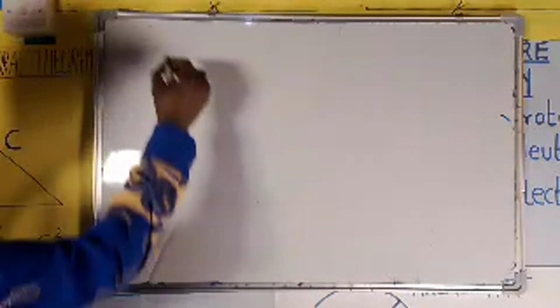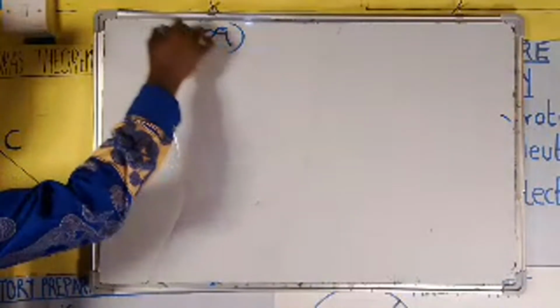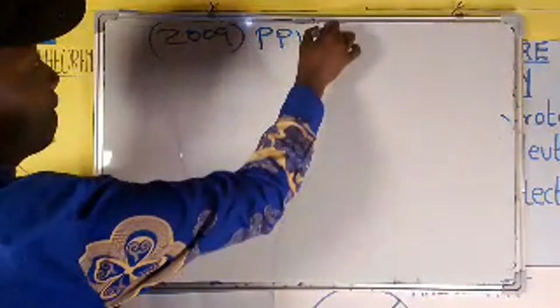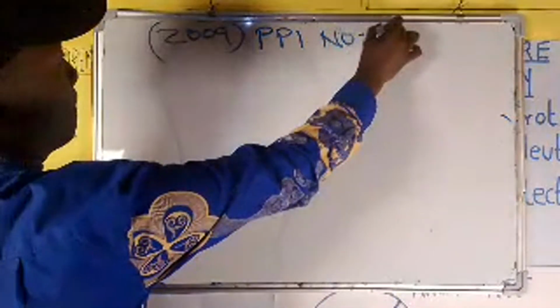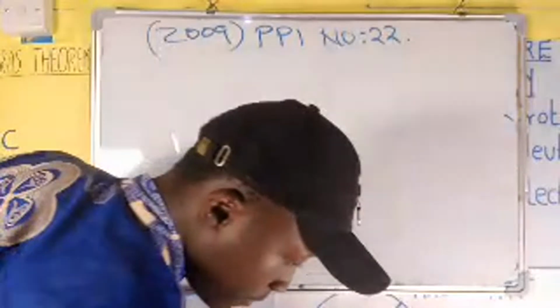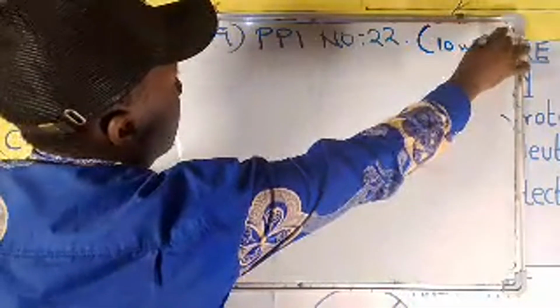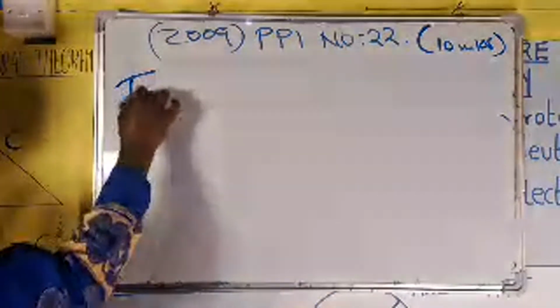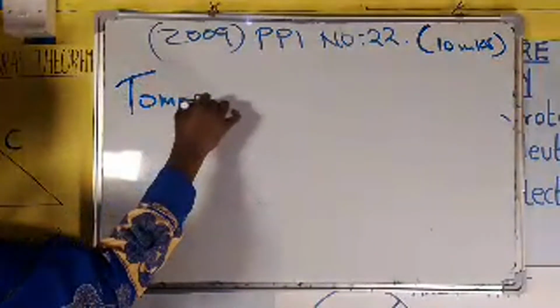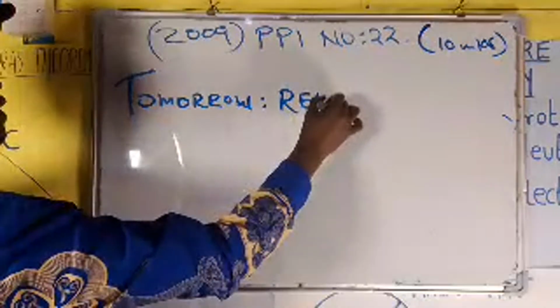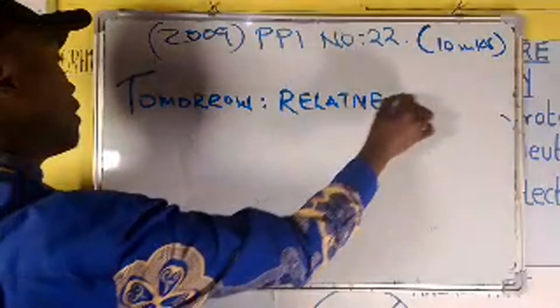Because if you have it, I want you to work out 2009 paper 1 number 22. Just do that question. It is 10 marks. Tomorrow we will be working out on relative speed.